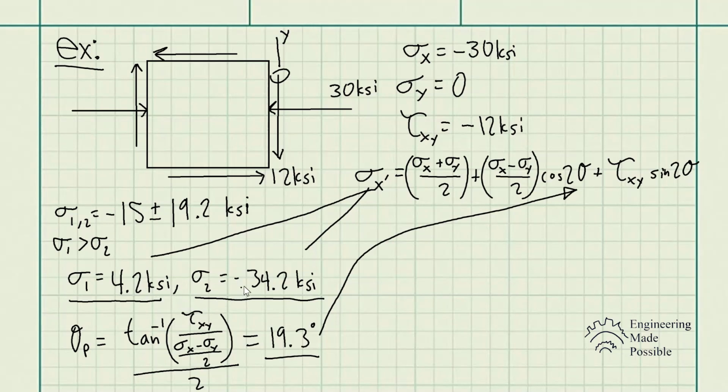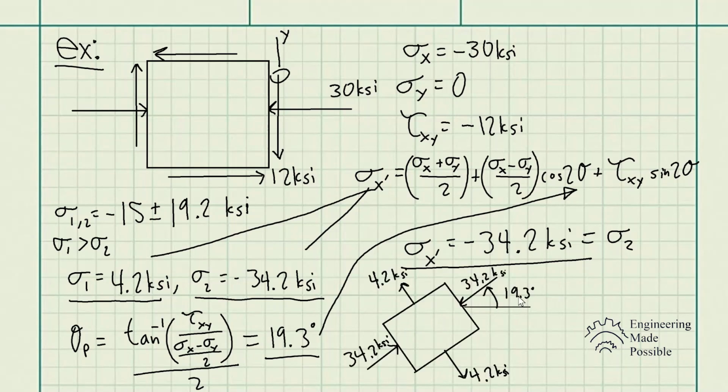And that will identify which is your sigma 1, along what direction is your first principal stress, and along what direction is your second principal stress. So let's go ahead and solve for this equation. Let me plug in all these values and let's see what we get. And we get sigma x prime is equal to negative 34.2 ksi, which is the second principal stress. So now we could go ahead and draw this element for the principal stresses. Here we have the element rotated 19.3 degrees, and we have the principal stresses drawn along the appropriate axes.